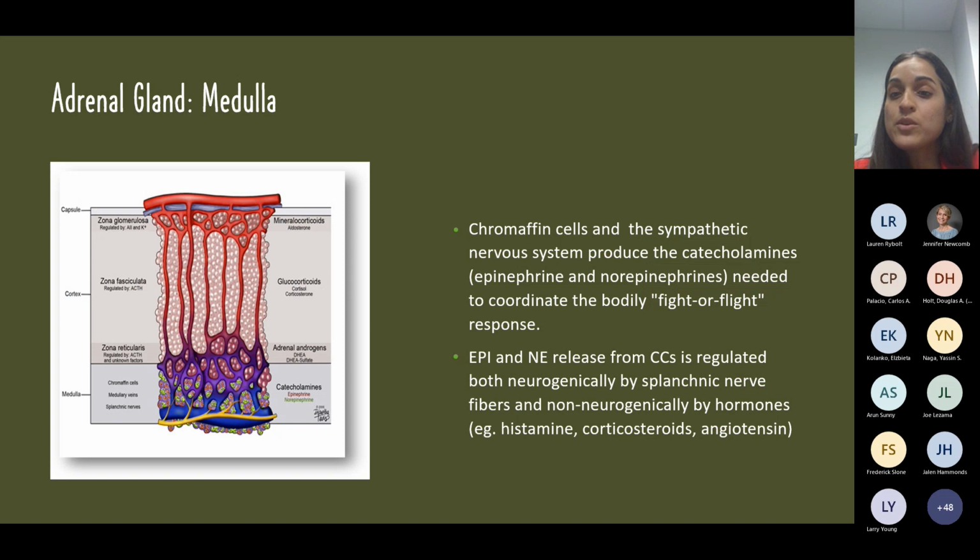So, what about the medulla? The medulla is the one that is going to contain the chromaffin cells that are located in the adrenal glands, but also they are going to be located in the sympathetic paraganglia nervous system. And the chromaffin cells are the ones responsible for the production of the catecholamines.